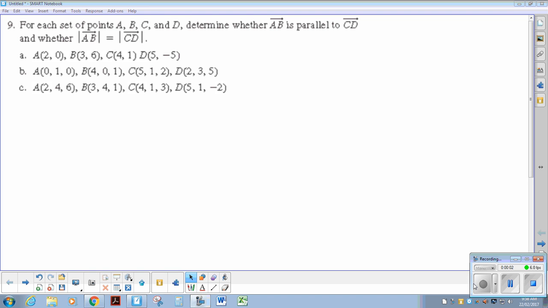All right, this is question 9 from lesson 3. And what we're looking at, they're giving us 4 points. They want us to determine if vectors AB and CD are parallel.